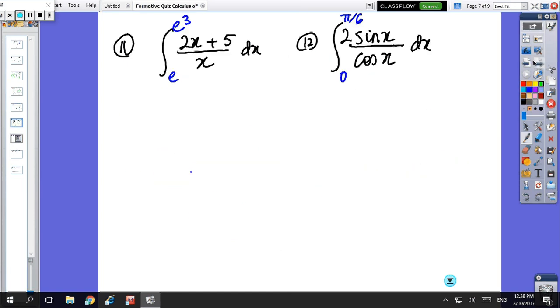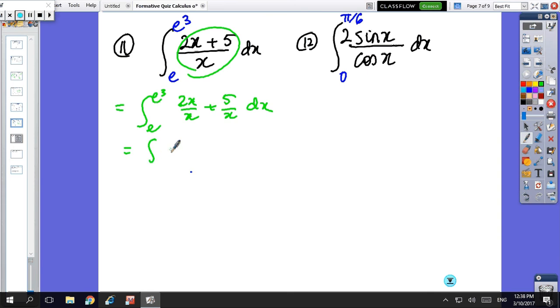Okay, moving along. Okay, so rather than values not known, we're going to find some values. So we're going to get definite integrals rather than indefinite integrals. Okay, pause. When you're ready, come back live. Okay, so the first thing we need to do is break that up into 2 fractions. So we've got 2x over x plus 5 over x dx. So 2x over x is just 2, and that's still going to be 5 over x dx.